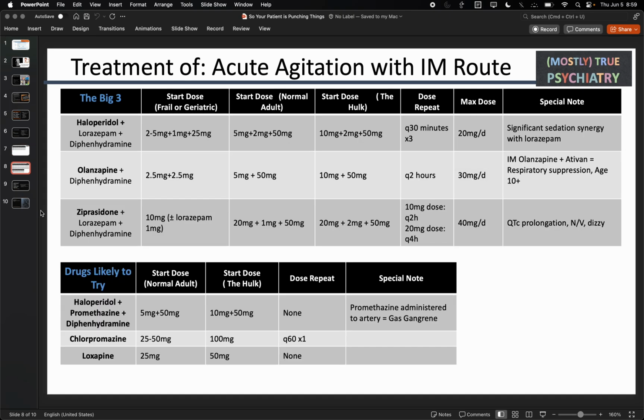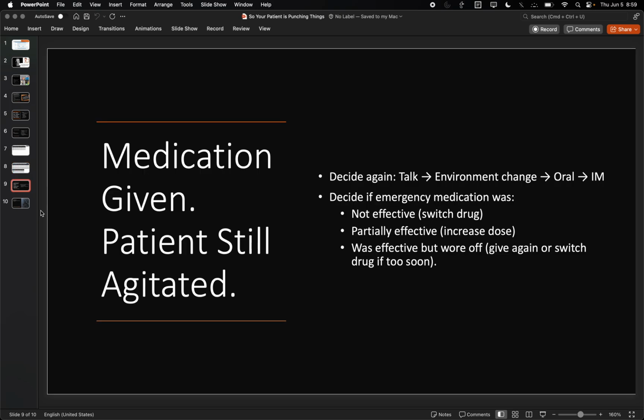What are the oral medication options, kind of standard IM options? What are the less common, maybe state hospital or other realm of options that are used for IM, things like that? And then what do you do when it doesn't work, right? What's the next step, that kind of thing.